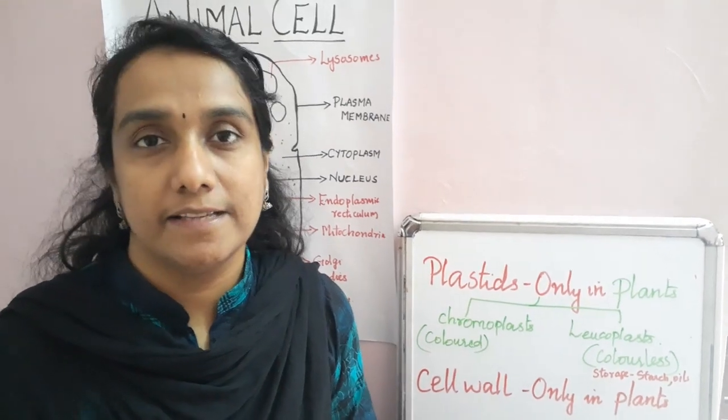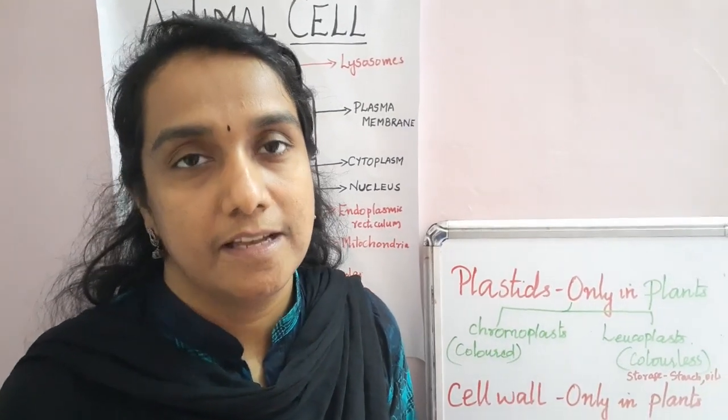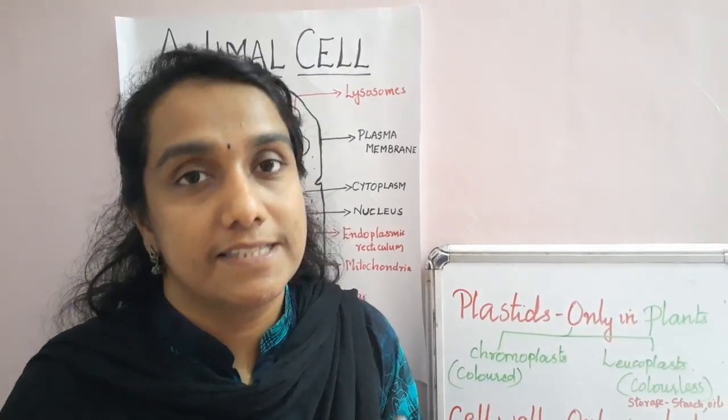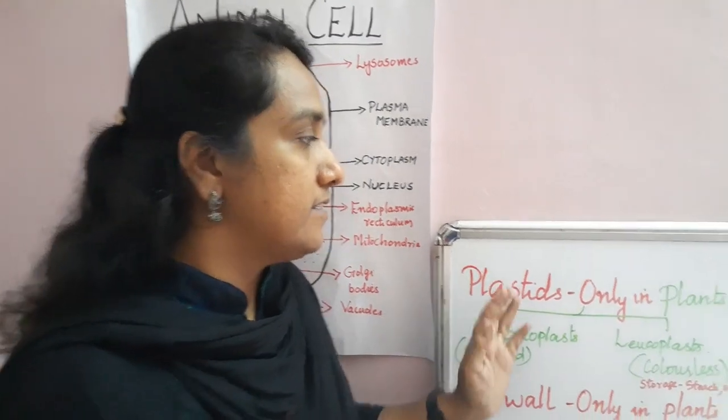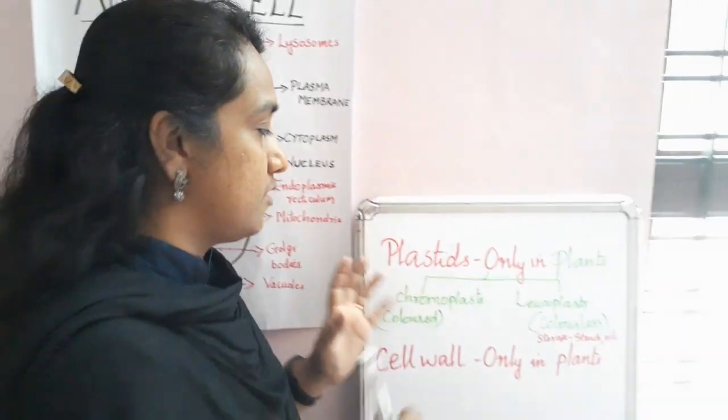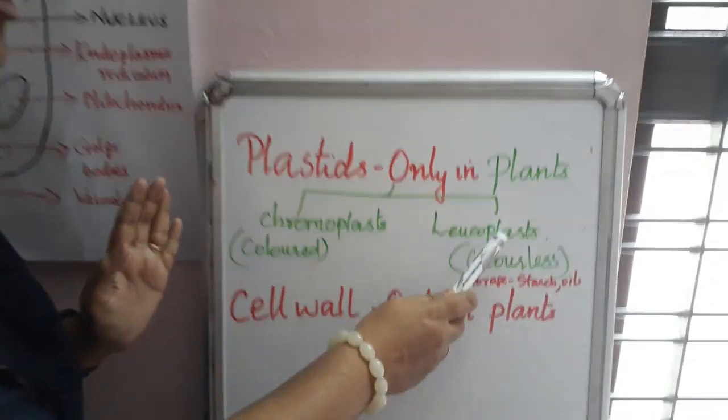Now we will see some other important cell organelles. First one is plastid. Plastids we can see only in the case of plants. The major difference between plants and animals is that plastids are seen only in plants. Plastids are divided into two, known as the chromoplast and leucoplast.